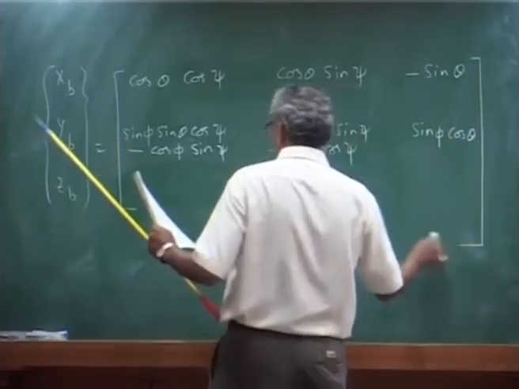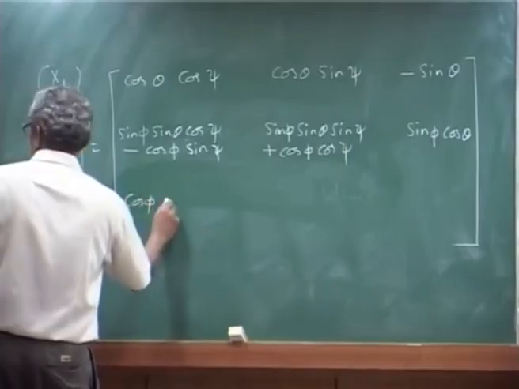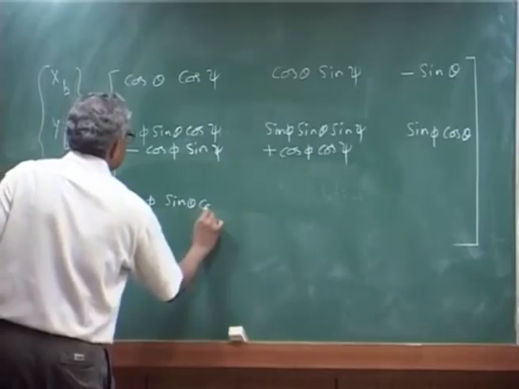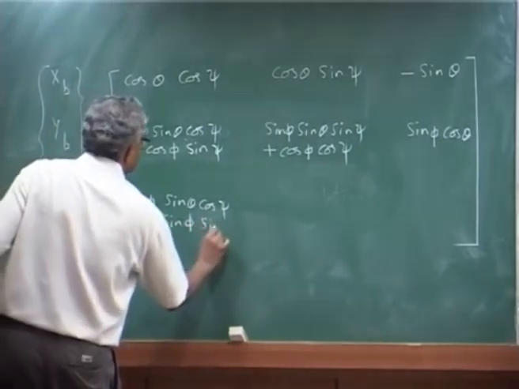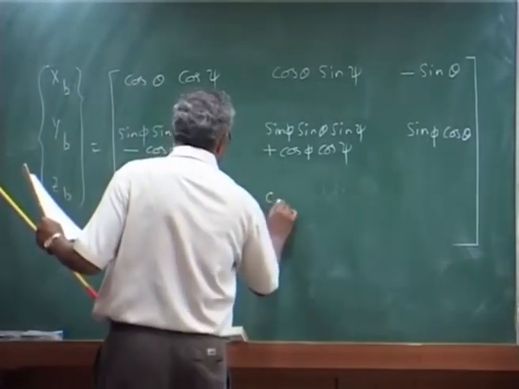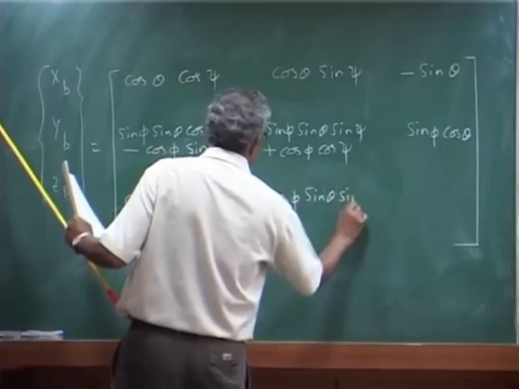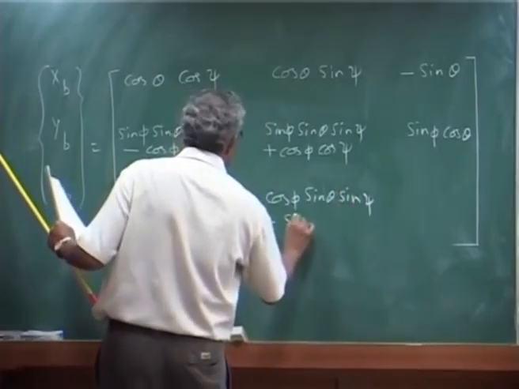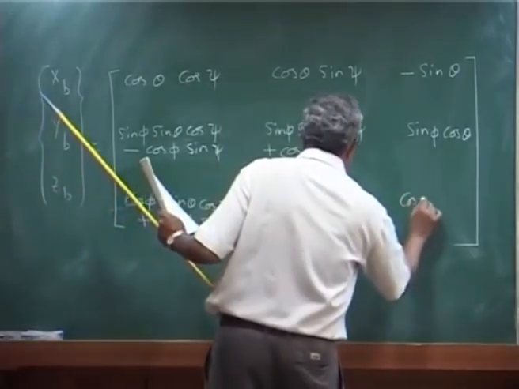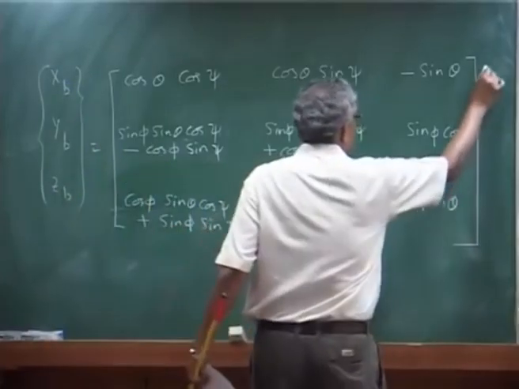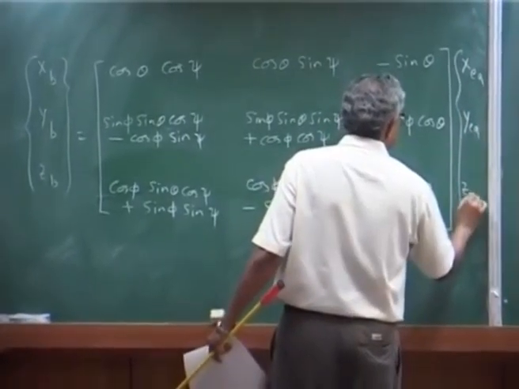And here, cosine phi sine theta cosine psi plus sine phi sine psi, then cosine phi sine theta sine psi minus sine phi cosine psi, and then cosine phi cosine theta, and this multiplies x earth, y earth, z earth.